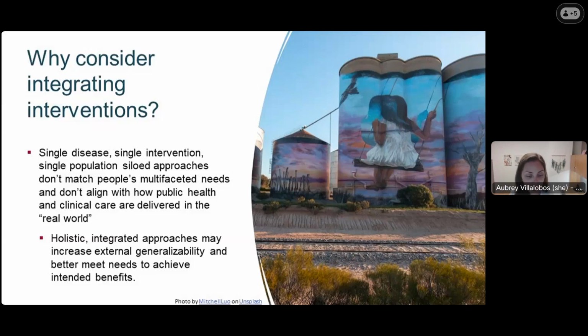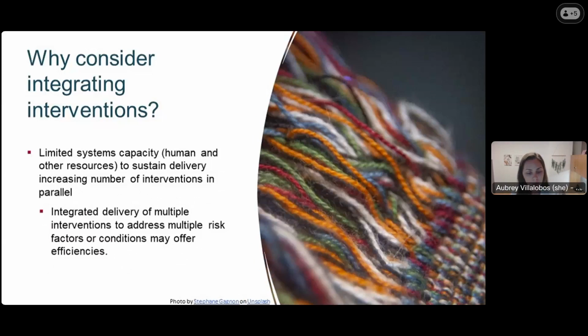So accordingly, there's really been a push towards more holistic and integrated approaches to better meet patient and community needs. Next slide, please. Another motivator for integration is that there's limited capacity in the health system to implement and sustain this ever-expanding number of interventions that we've been developing through research in parallel. So Dr. Chambers and I proposed two main pathways towards integration of evidence-based interventions, and each has different benefits, challenges, and decision points. So let's take a look at the definitions that we proposed.